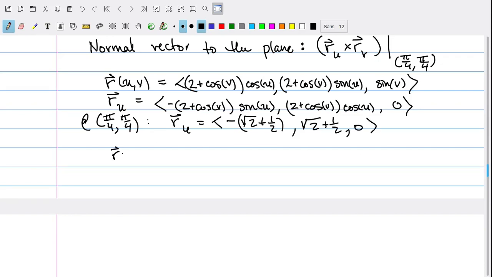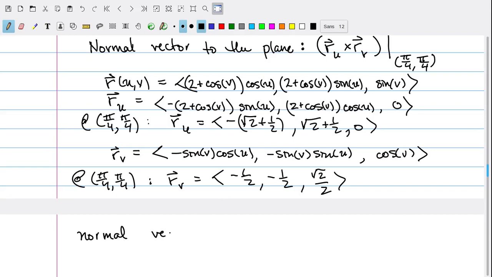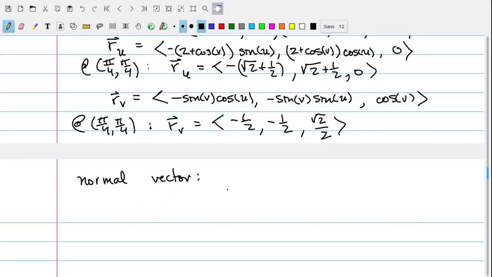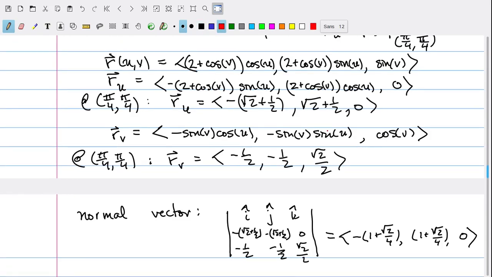Similarly, we can get r sub v, and I can plug that in at pi over 4, pi over 4. And there I get r sub v is equal to the vector negative 1/2, negative 1/2, root 2 over 2. So my normal vector is just going to be given by taking the cross product of these two, which is going to be given by minus 1 plus root 2 over 4, 1 plus root 2 over 4, 0. But I realize here that I made a sign error because the middle term was positive. So that should be positive there, and the normal vector should be 1 plus root 2 over 4, 1 plus root 2 over 4, root 2 plus 1/2.